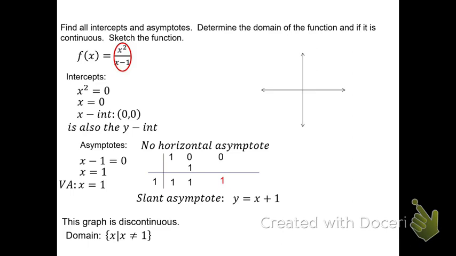All right, let's go ahead and sketch this. Let's put in our asymptotes first. So we have the vertical asymptote, x equals 1. We have a slanted asymptote, y equals x plus 1. That's going to have a positive slope, and it's going to start up at 0, 1. It'll look something like this.